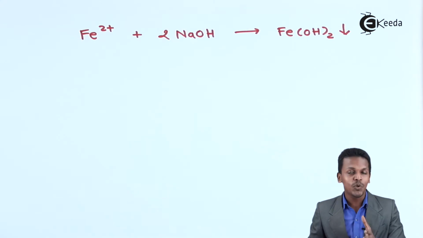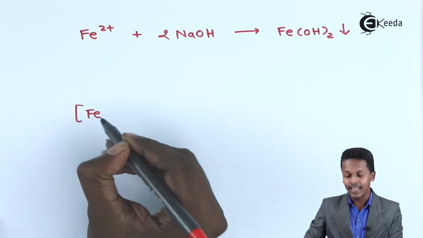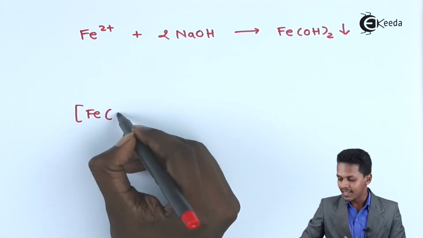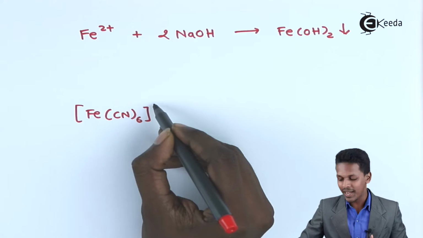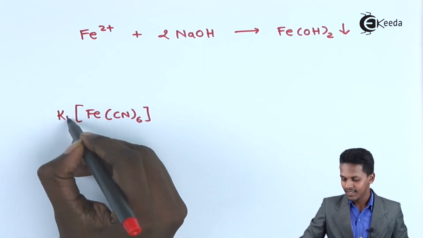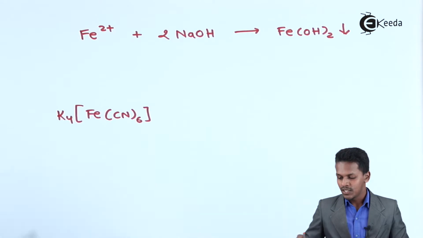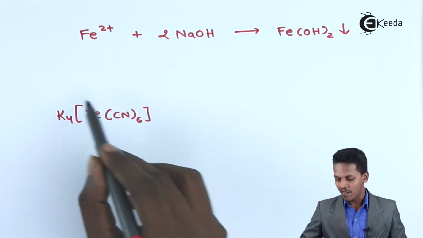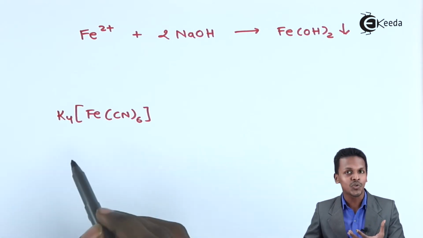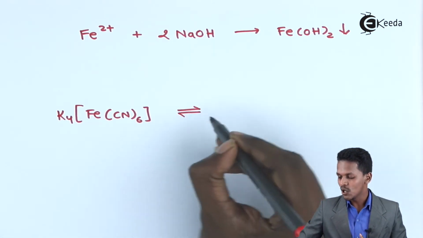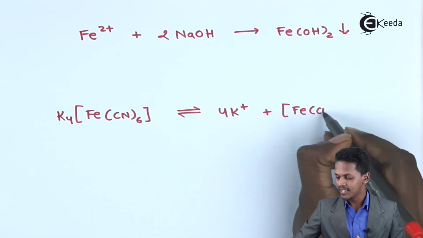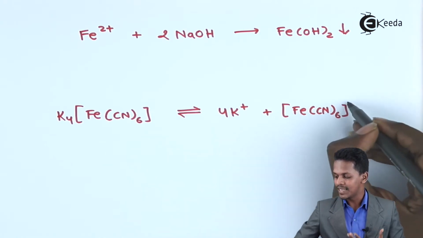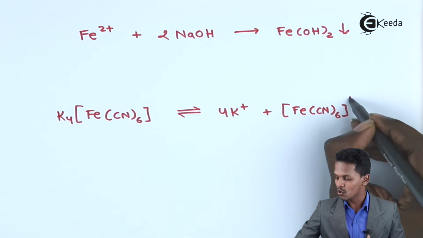But suppose the Fe2+ ion is in a complex, where Fe2+ is surrounded by cyanide groups, and the overall complex has a charge of 4−. This is the complex that I have mentioned here. If this complex dissociates, it will dissociate into 4 moles of K+ ions along with the Fe(CN)6 ion, with 6 cyanide ligands surrounding the Fe, and the overall charge here is 4−.